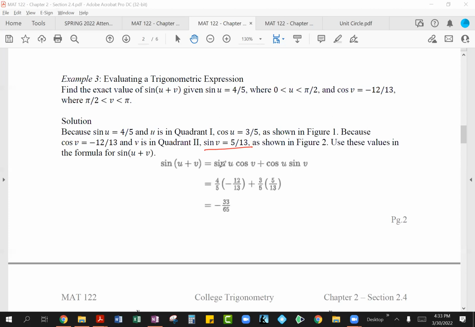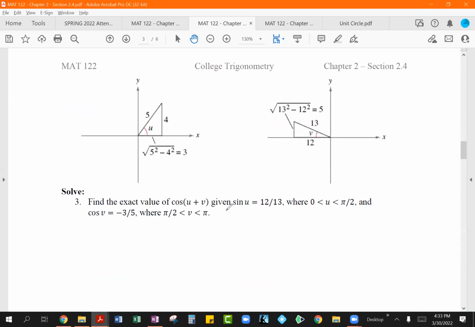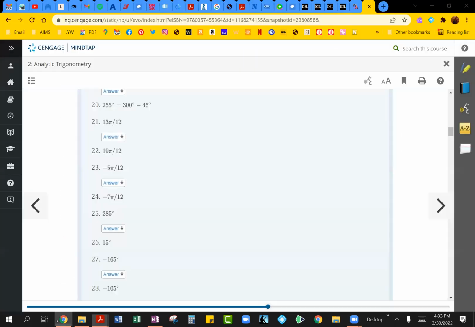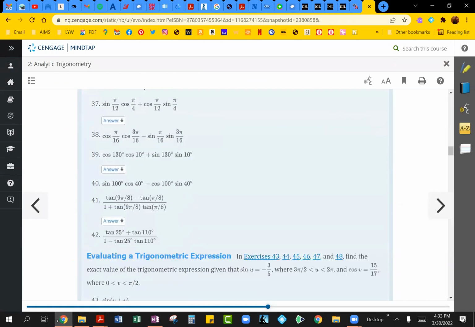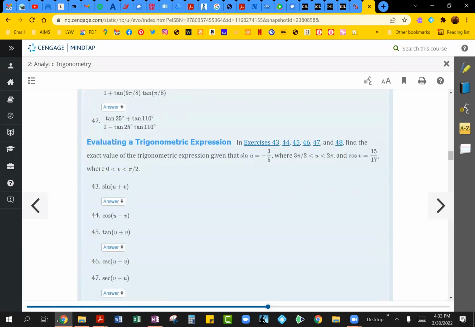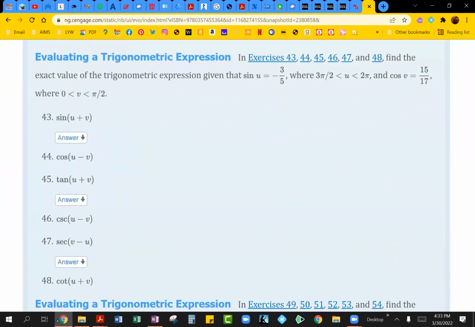So using that, you now have sine of u, cosine of u, sine of v, and cosine of v. And then of course, we can just plug that into our formula, and you are able to evaluate the exact value. So let's take a look at an example for this, just to make sure we're comfortable doing this. There we go.